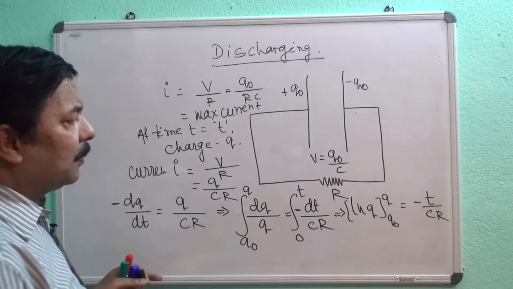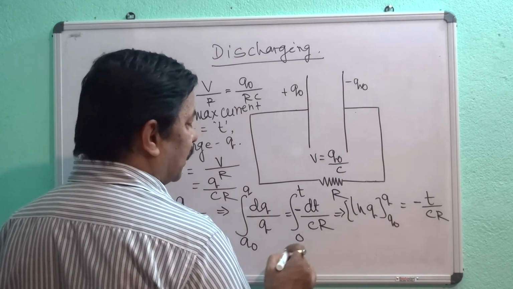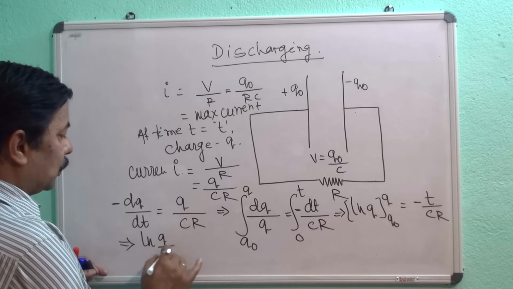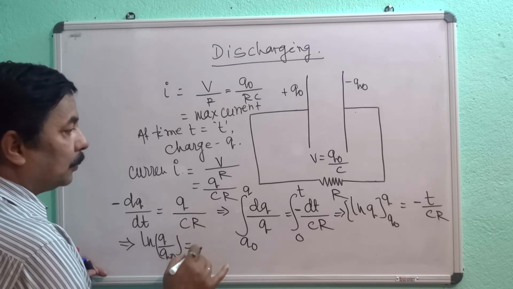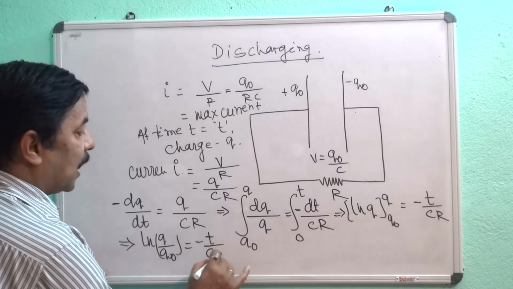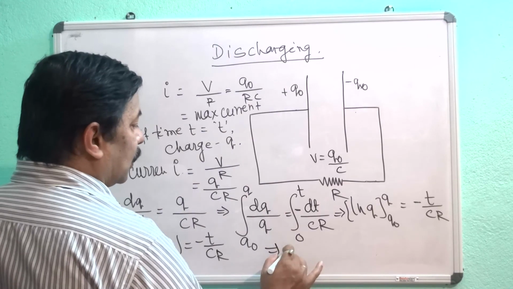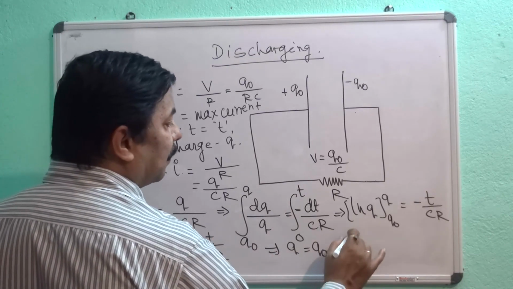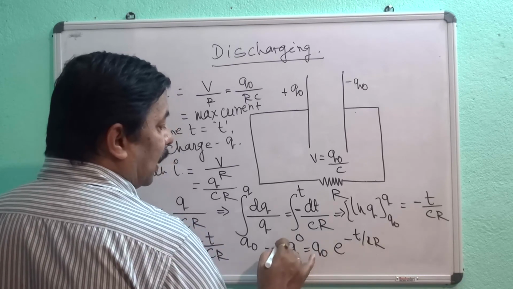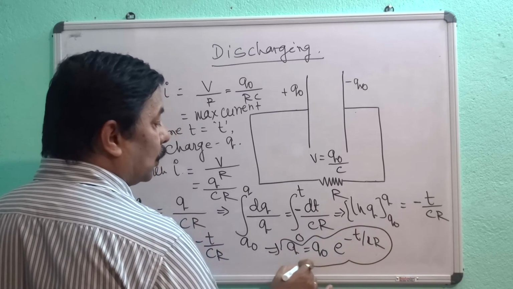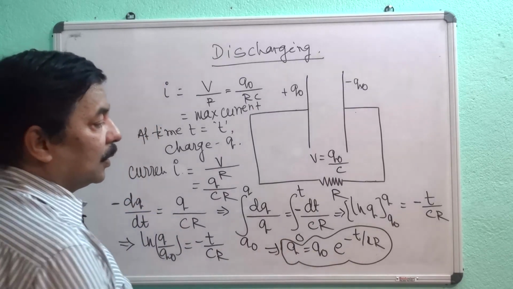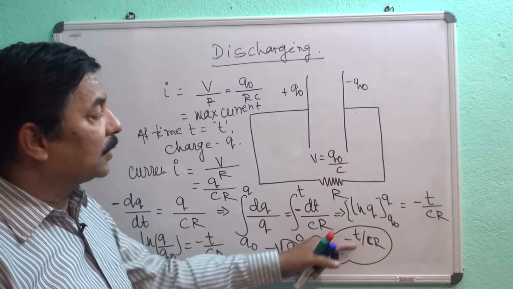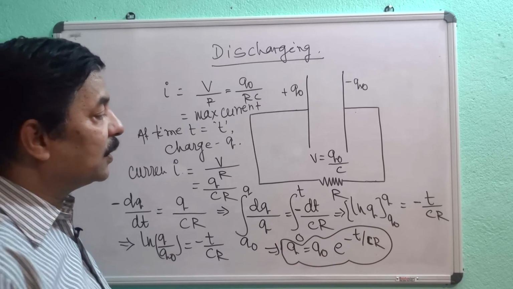This can be written as ln of q by q naught equals minus t by CR, and this can be written as q equals q naught e to the power minus t by CR. Here you see, this equation gives you the decay of charge. The decay of charge is represented by q equals q naught e to the power minus t by CR.